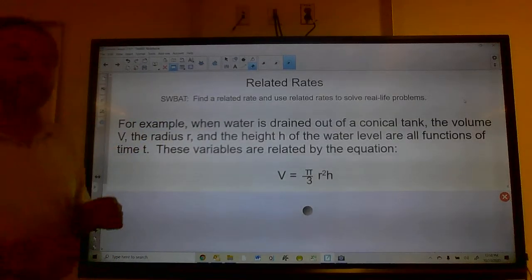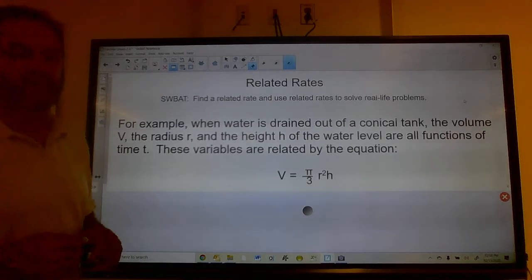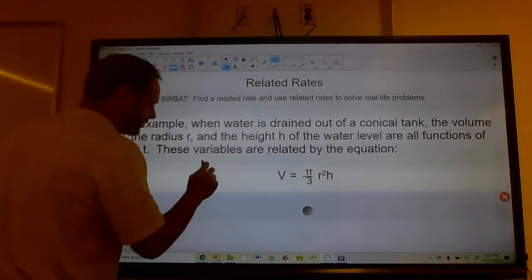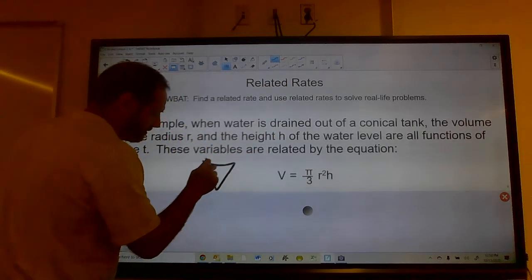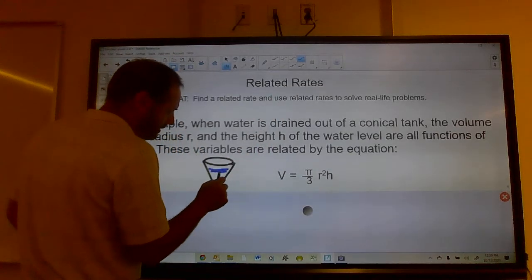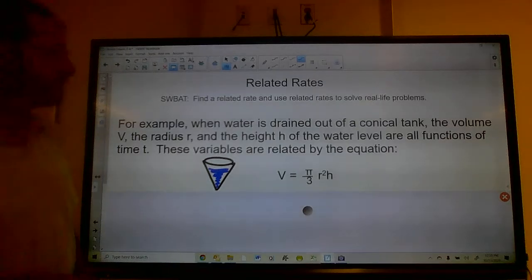Today we're going to talk about related rates. So for example, when water is drained out of a conical shaped tank, so we've got some kind of cone shaped tank, looks kind of like this, and we've got some water in here, and that water is draining out the bottom of this thing.